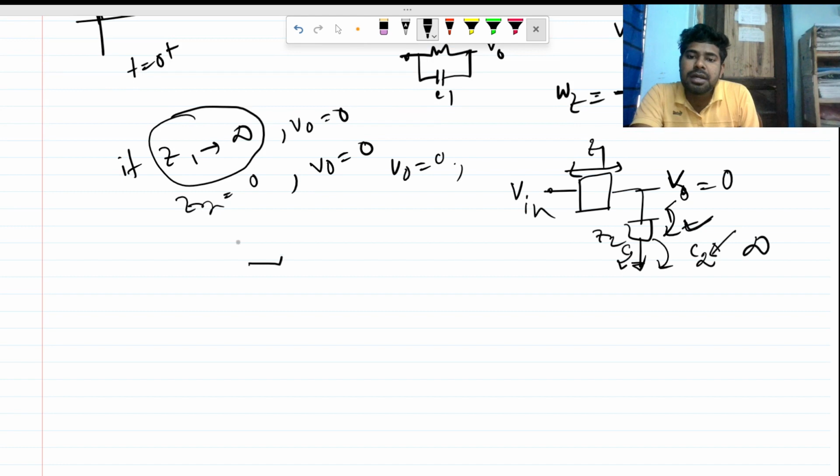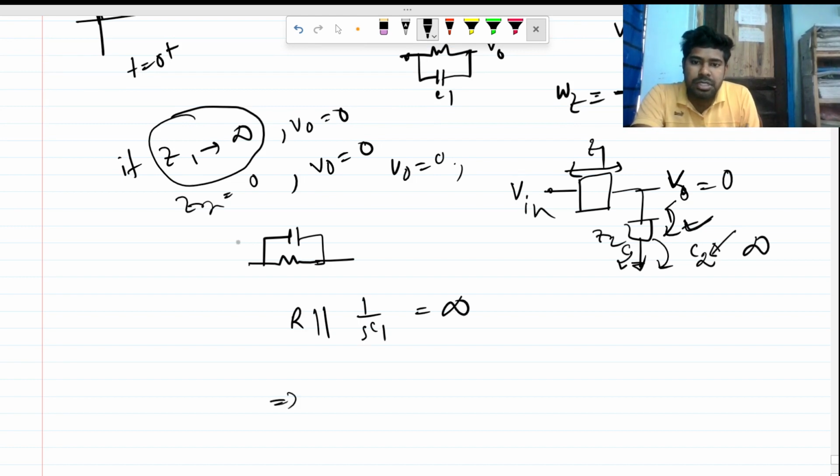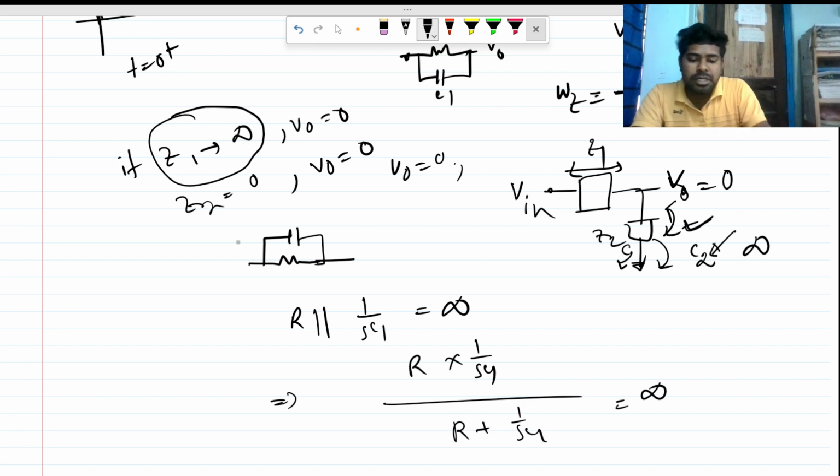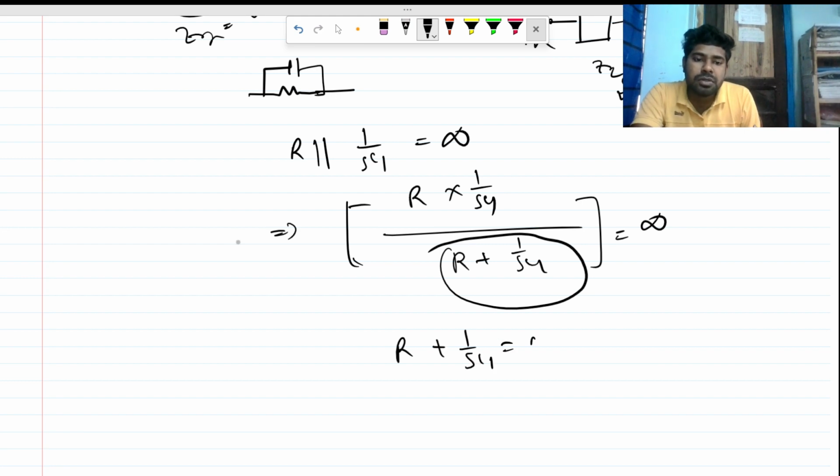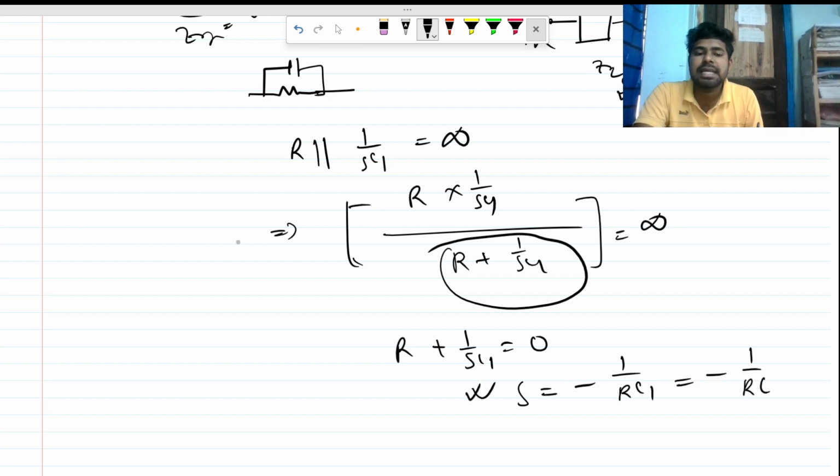So there is a parallel combination of R and C1, right? So what is the impedance here? We know that R parallel 1 over SC1 will be equal to infinite. So if we do that, R into 1 over SC1 divided by R plus 1 over SC1 will be infinite. If we solve this, we can see that if this portion goes to 0, then this whole term becomes infinite, right? So let's do that. R plus 1 over SC1 will be 0. So we can see that S will be minus 1 by R into C1, and this is nothing but 1 by RC. So this is how we can also get the 0 value like this.